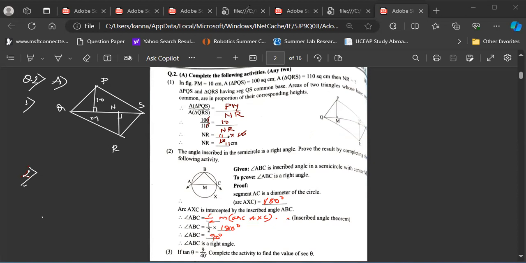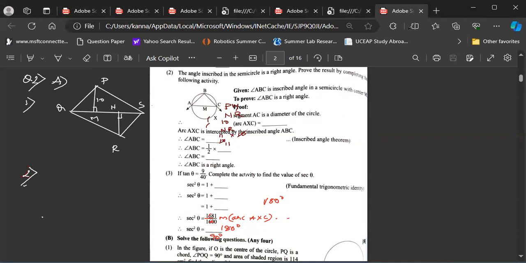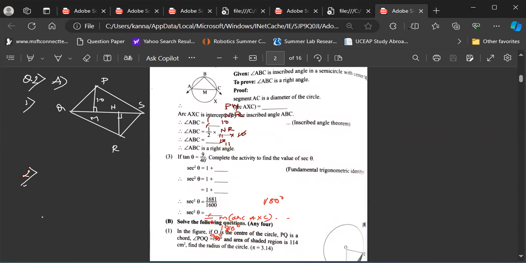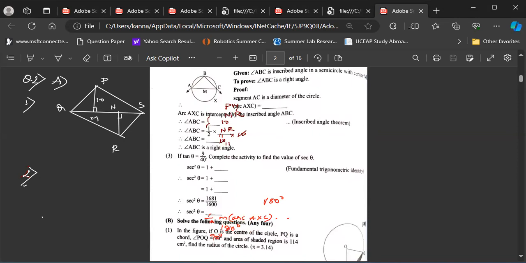So we move to the third question now. You can see this third question, children. If tan theta is 9 upon 40, then they want me to find the value. By completing the activity, you have to find the value of sec theta.